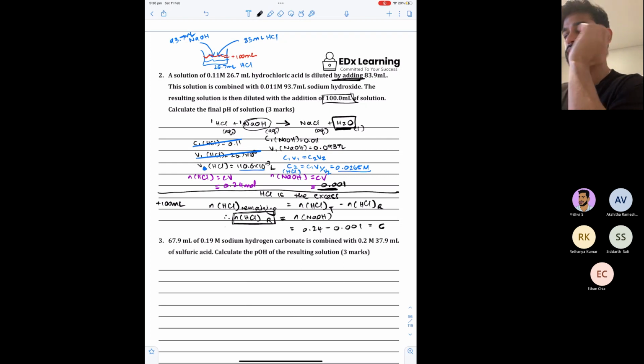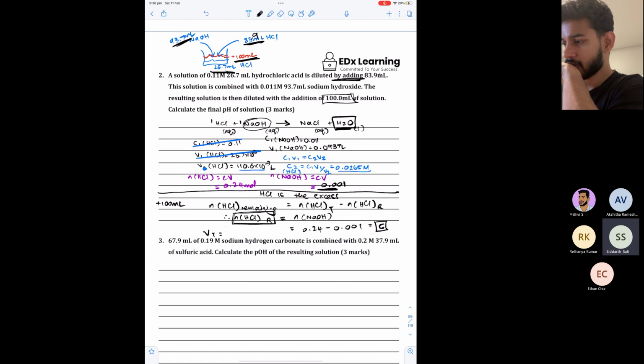So you go, all right, the number of moles remaining is C. The total volume in the beaker is 26.7 plus 83. What was it, 83? Yeah, 83.9 ml of HCl plus 97 ml of NaOH plus the new 100 ml that's added after. Therefore, we can go V. Is that equal to the amount you said, Sid? Yeah. Good. What is that amount? Yeah, 0.304 liters. Okay, good.